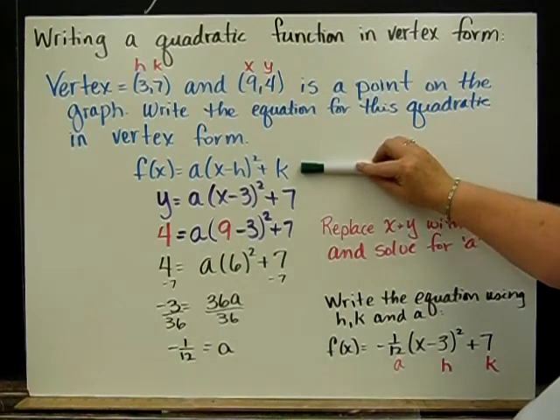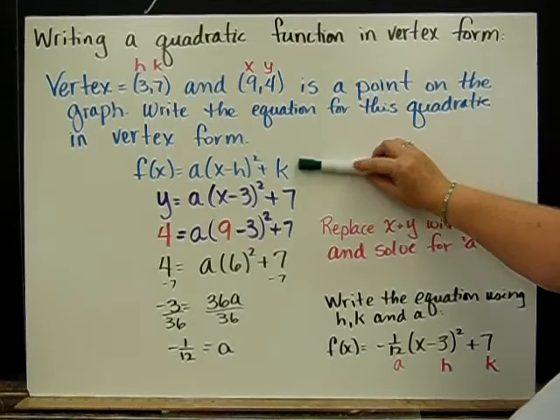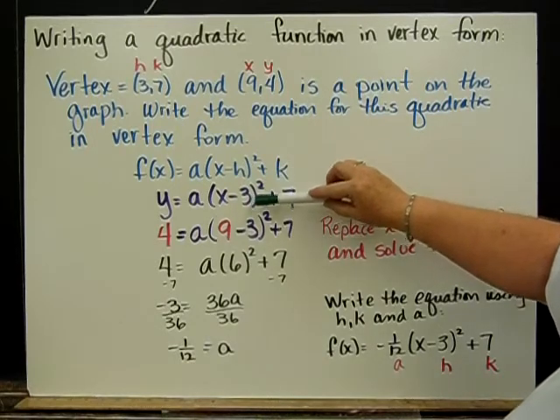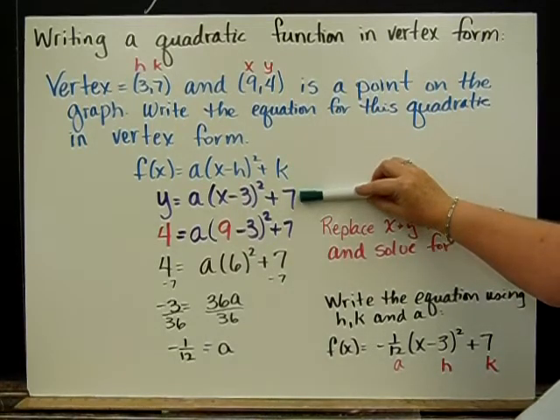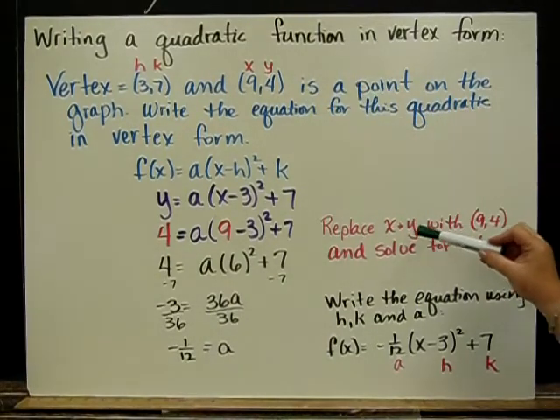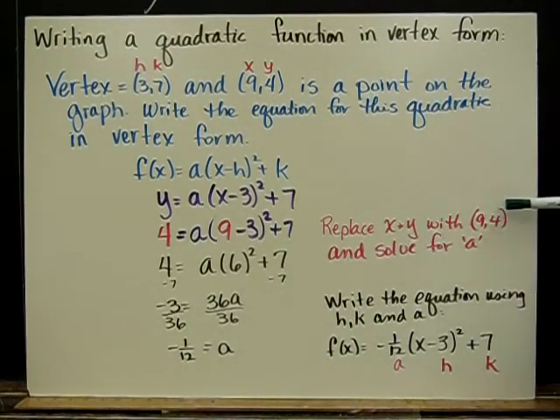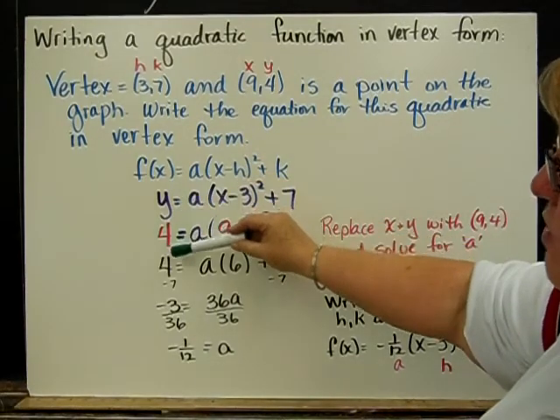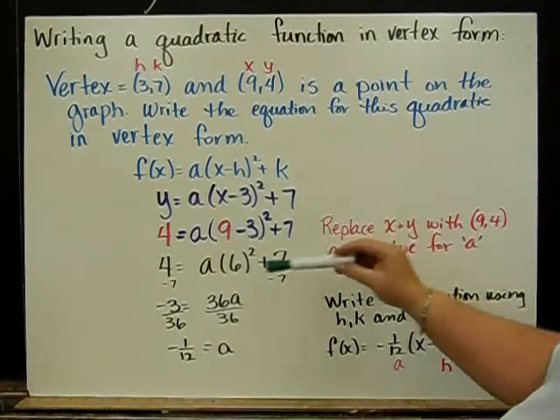Here's the general equation for vertex form. We replace h with 3. We replace k with 7. And after we've done that, then we use this point and replace x and y with 9 and 4. So in place of y, we put 4. In place of x, we put 9.